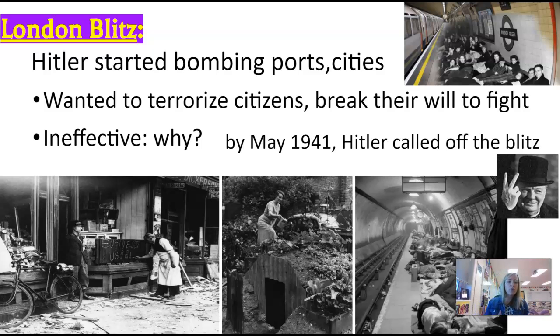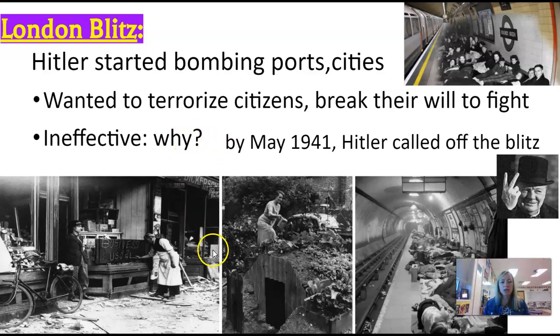The King and Queen of Britain actually never flee to their countryside area. They decide to take shelter with the citizens of London. Winston Churchill, again, also does not flee to the countryside where it's safer. He's going to stay in the city. And they really pull together and they rally and they continue to carry on life as usual.